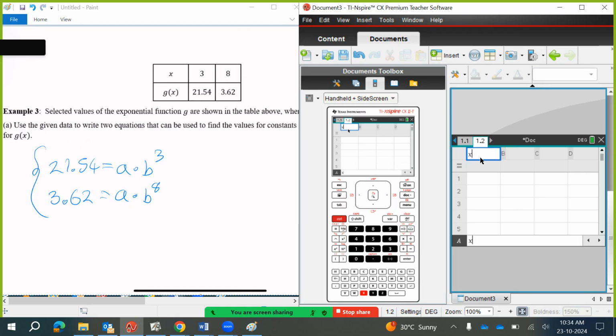We're going to label this X, and we're going to label this Y. We can put in our two values. So our X values are 3 and 8, and our Y values are 21.54 and 3.62. Type your data in like this. So how do you do the spreadsheet? Control, add page. Add page is above document on the top right side. And then number 4, list or spreadsheet.